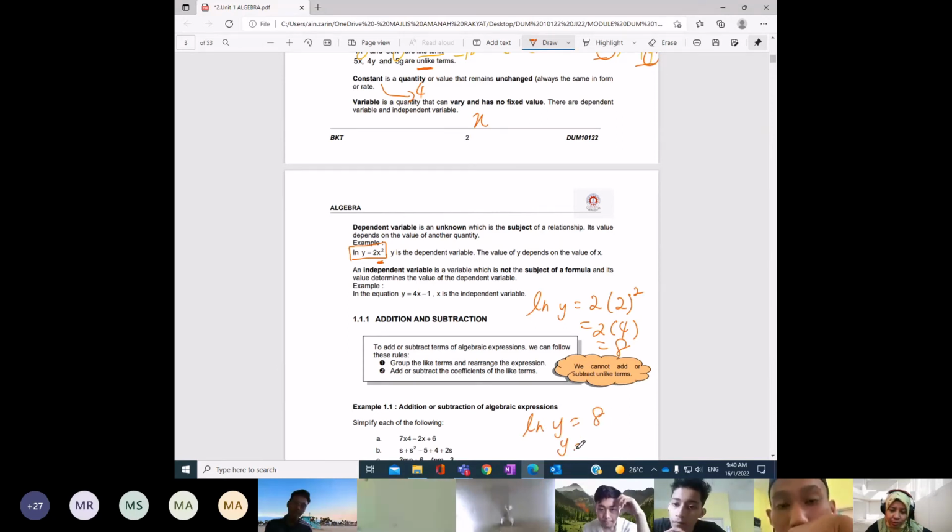Jadi y sama dengan apa? Jadi inverse ln 8. Inverse ln 8 ni kena guna calculator lah untuk dapatkan nilai dia. Okey. So ya, ada jawapan?